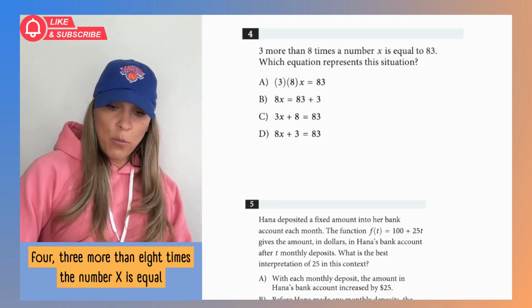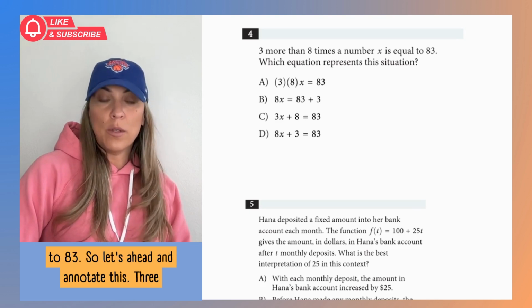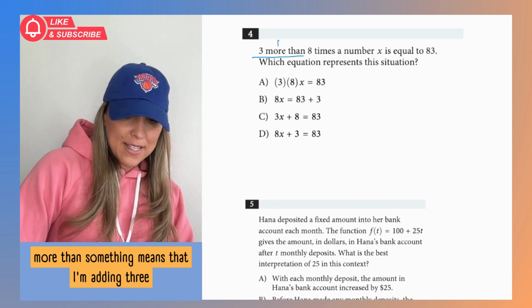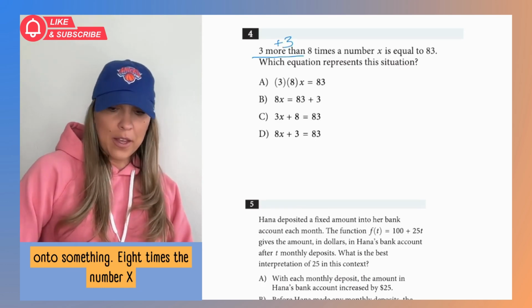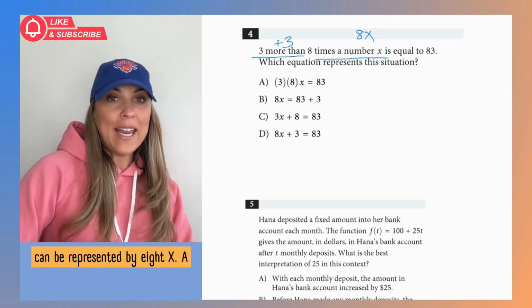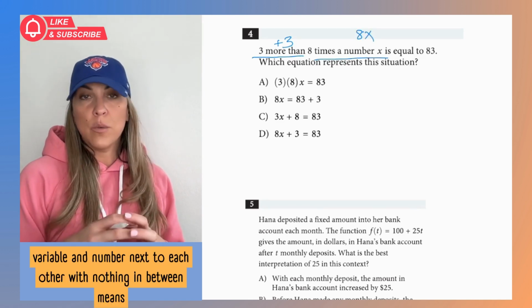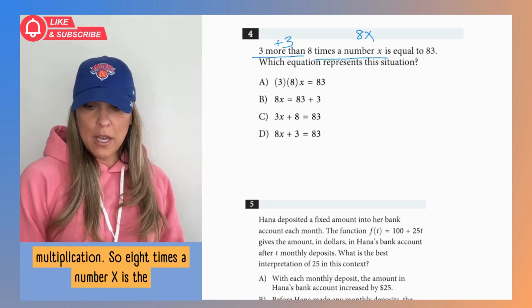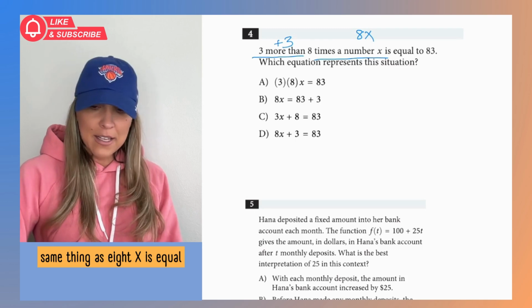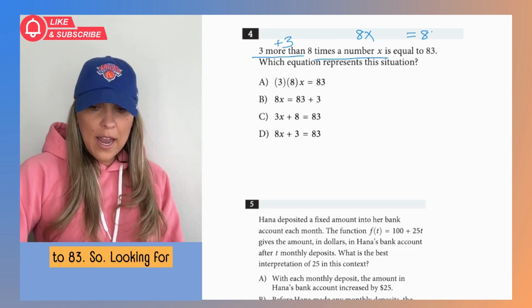Number 4, 3 more than 8 times the number x is equal to 83. So let's go ahead and annotate this. 3 more than something means that I'm adding 3 onto something. 8 times the number x can be represented by 8x. A variable and a number next to each other with nothing in between means multiplication. So 8 times a number x is the same thing as 8x, is equal to 83.